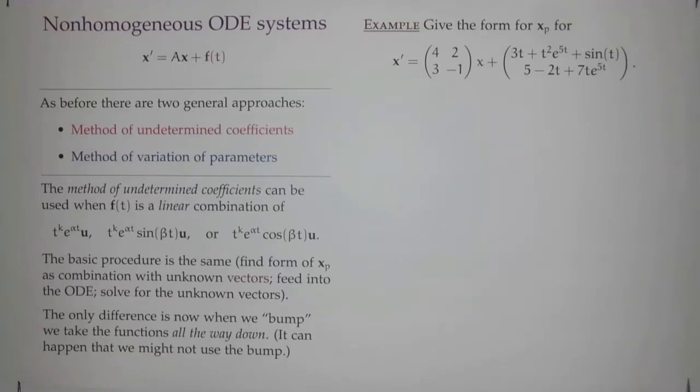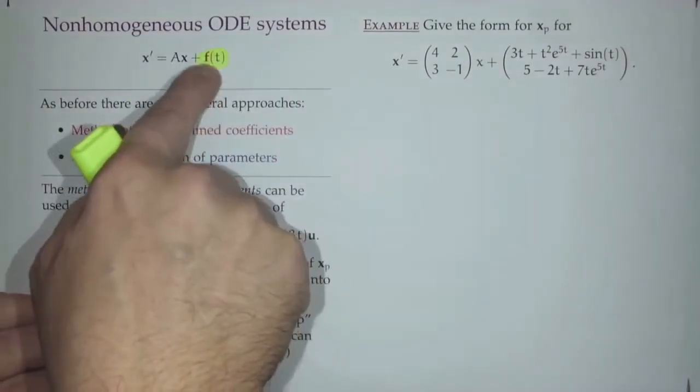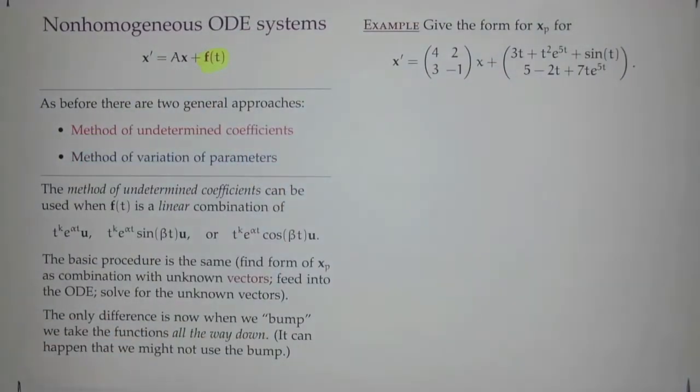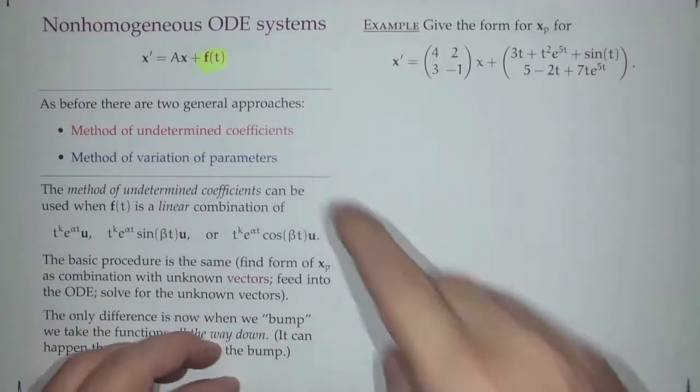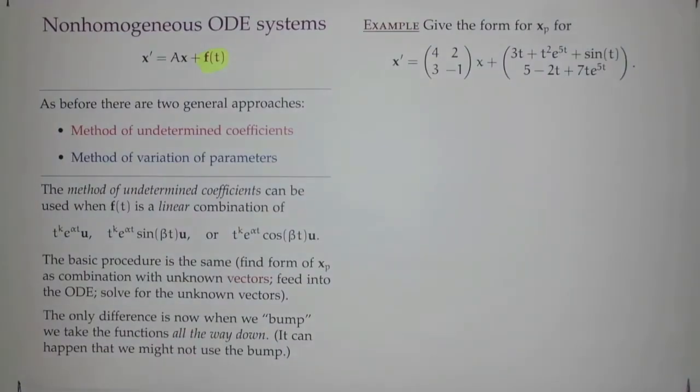So what we're talking about today is non-homogeneous ODE systems. Now, if you remember what we mean by non-homogeneous, there was this extra part floating around. So the non-homogeneous refers to this f of t part. So there's this extra piece there. And we learned how to handle non-homogeneous systems before, or really I shouldn't say systems, but non-homogeneous differential equations. And it came down to saying, well, there are two general approaches, namely the method of undetermined coefficients and the method of variation of parameters.